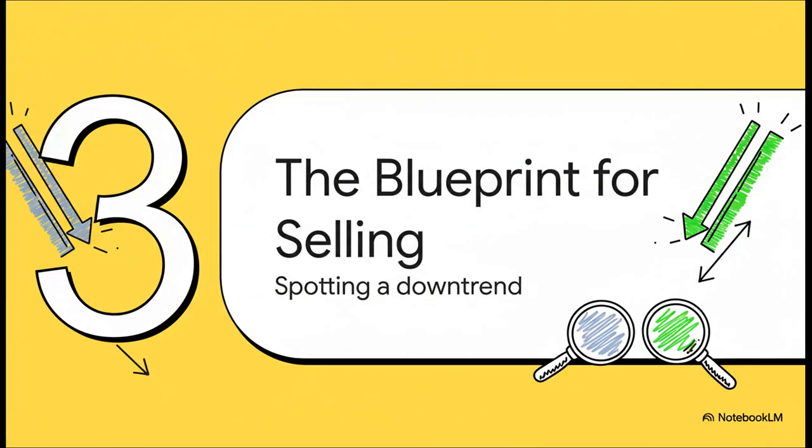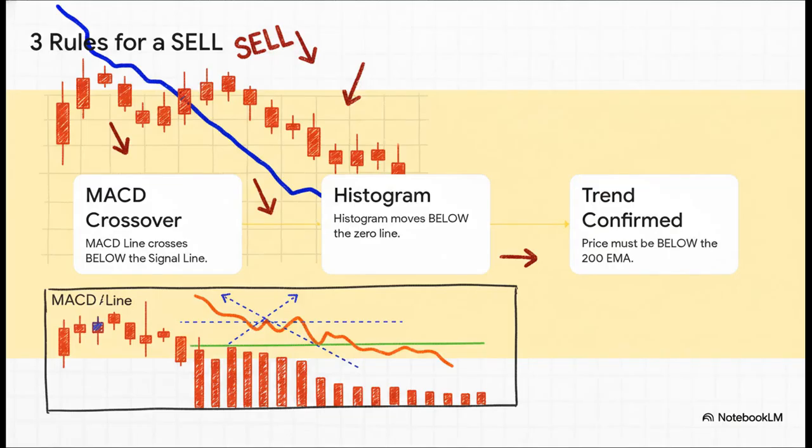Okay, we've covered buying. Now let's flip it around and look at the blueprint for selling. And the great thing is, it's pretty much a perfect mirror image of the buying rules, which makes it really easy to remember. So just like we said, it's the exact opposite. For a sell, we're looking for a bearish crossover, where the MACD line dips below the signal line. Then, the histogram confirms it by moving below that zero line into negative territory.